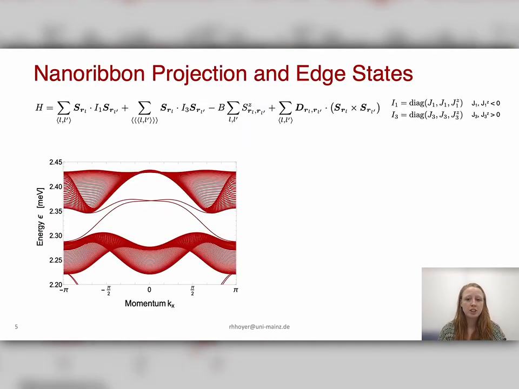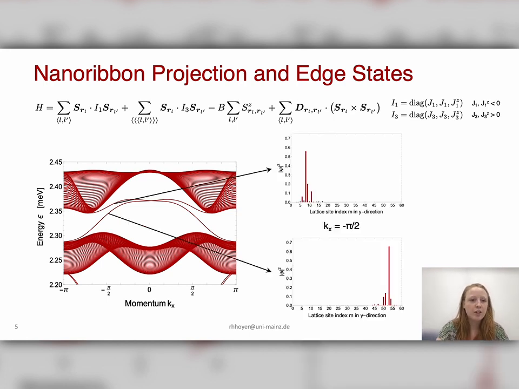Following the recipe we just established with a spin 1/2 square lattice model with first and third nearest neighbor Heisenberg interactions, with strong Ising anisotropies, a magnetic field, and the Dzyaloshinskii-Moriya interaction, we make a nanoribbon projection of a specific energy interval of our band structure, where we assume periodic boundary conditions in x direction and open boundary conditions in y direction. Indeed, we see that there is an edge state connecting the two bands. We observe 2 energy modes, one with positive group velocity and one with negative group velocity. These modes are edge localized.